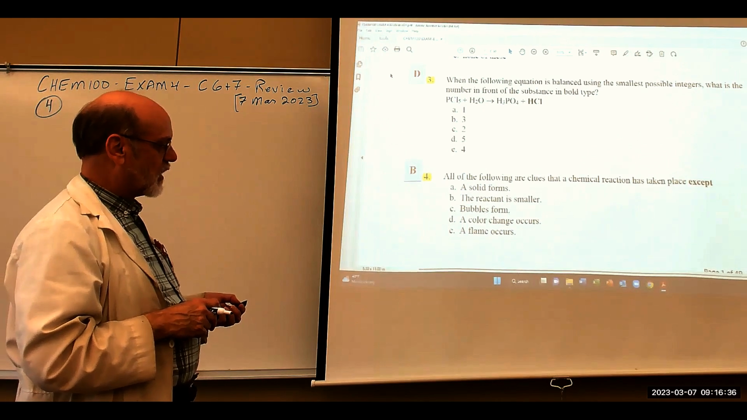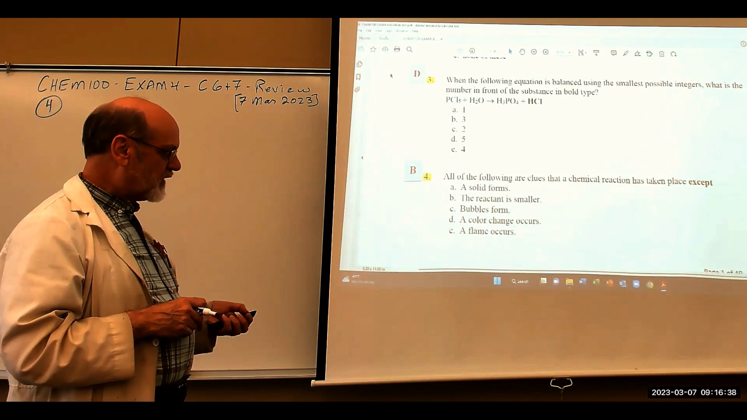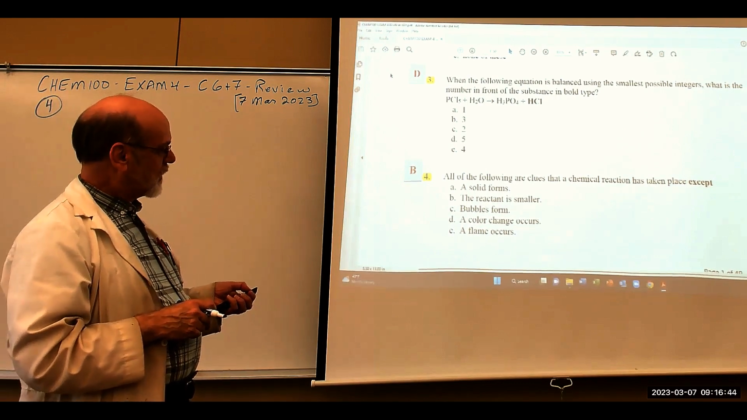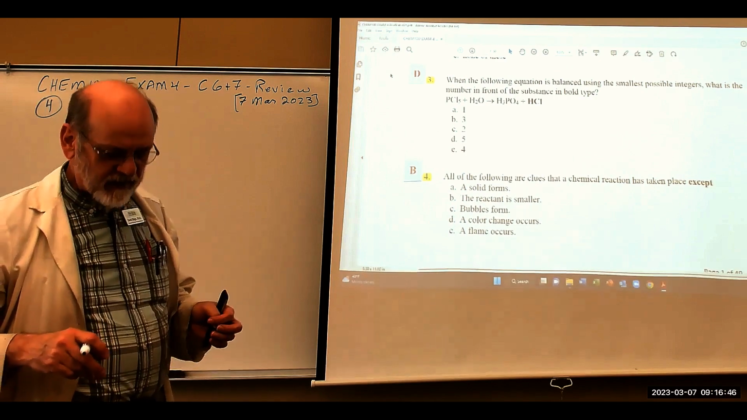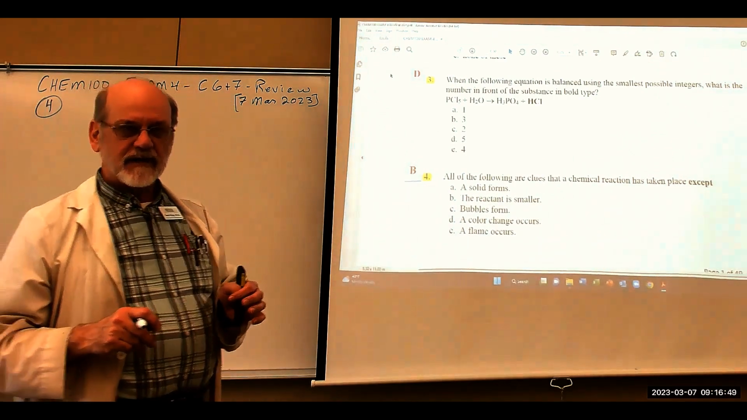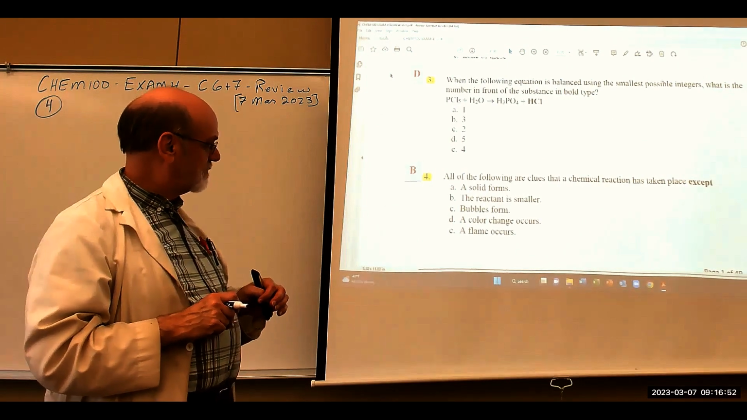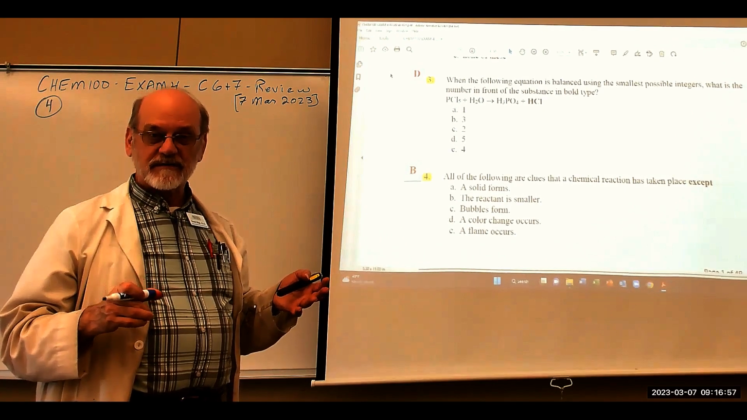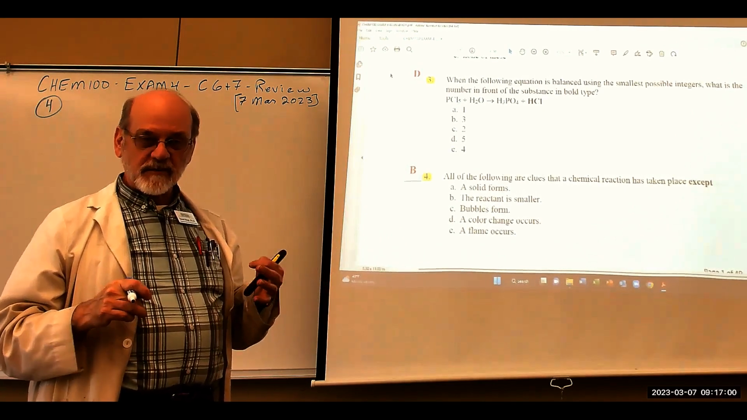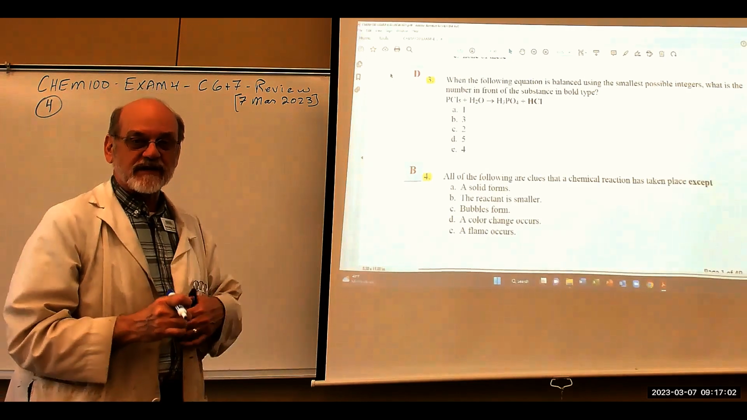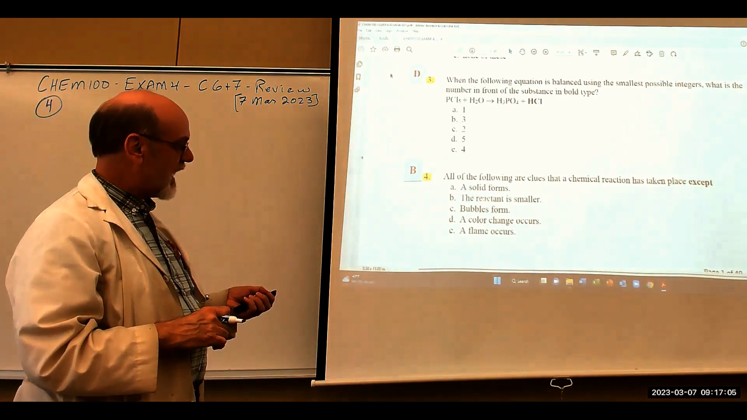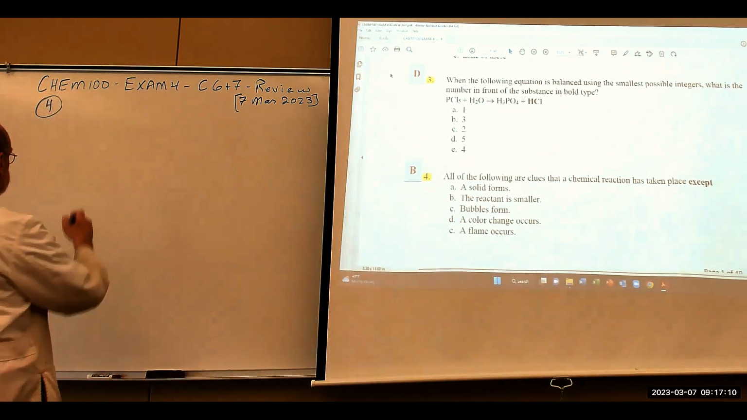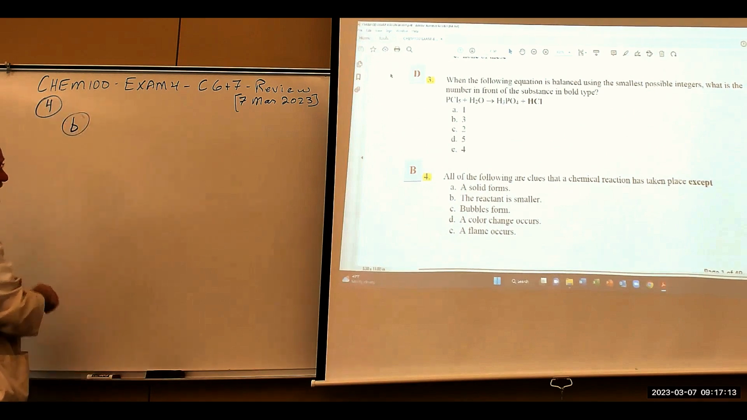Bubbles form, yes. Color change occurs, very likely. A flame occurs, definitely a chemical reaction. So whenever you've got a choice to make and you think that they're not all acceptable answers, pick the best one. The one that is most likely to not be a clue is the reactant is smaller. In fact, that's one that we did not discuss. So B should be your answer for that one.